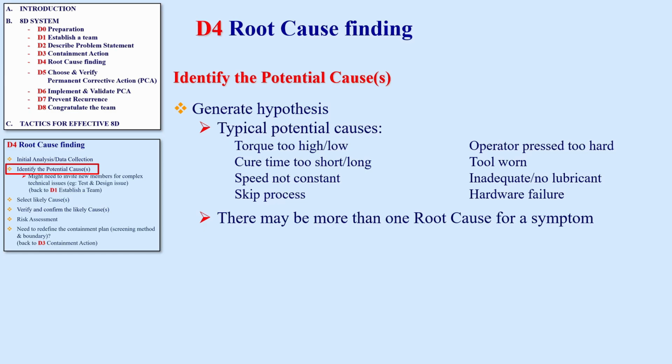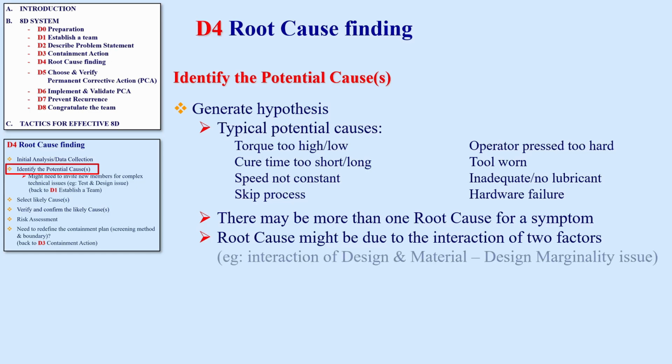There may be more than one root cause for a symptom. Sometimes, the root cause might be due to the interaction of two factors. For example, interaction of design and material, that is, design marginality issue. Interaction issue definitely will add the complexity into the root cause finding, especially for junior engineers.